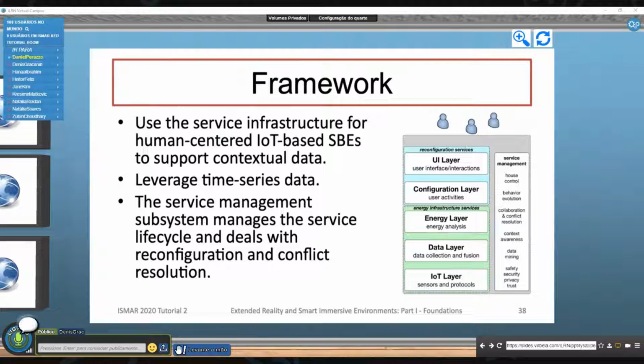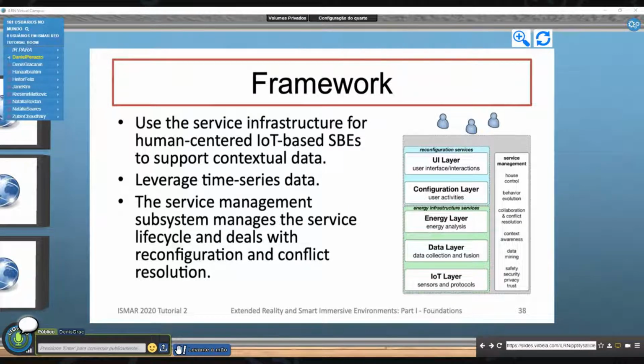And then, because energy consumption is one of the big critical parts of smart grid environments, we want to provide some energy analysis, especially in reference to perhaps user behavior. So now, in the configuration layer, we consider user activities and how we can enable or promote those user activities. And we also need to provide a way for users to interact with the smart grid environment through the user interface layer.